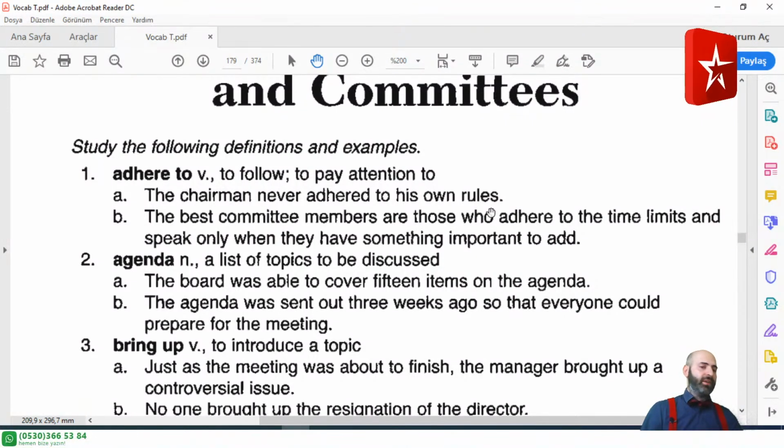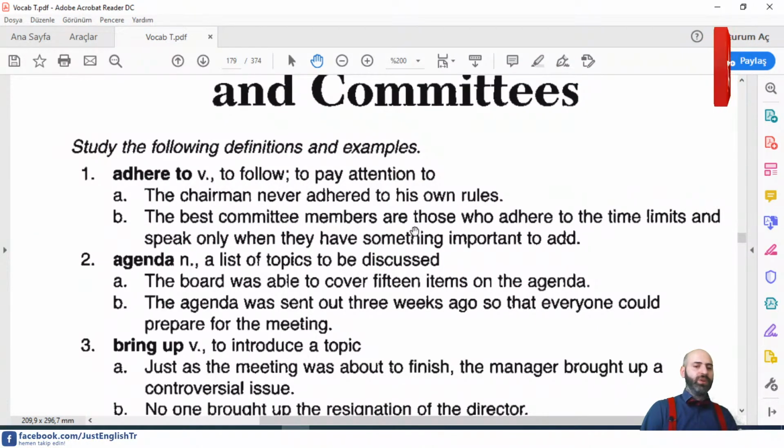Next phrasal verb, we have got bring up. Bring up. It has the meaning of introducing a topic. For example, I called my father yesterday and he brought up the topic of money. So it means when I called my father, he started talking about money. He introduced the money topic.